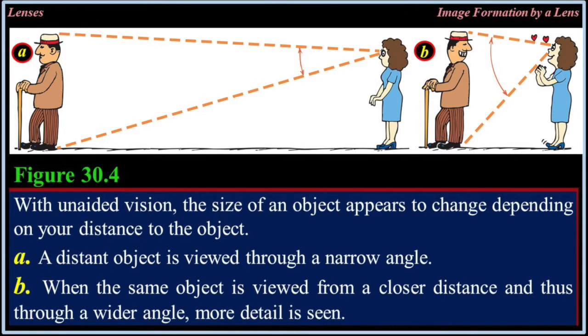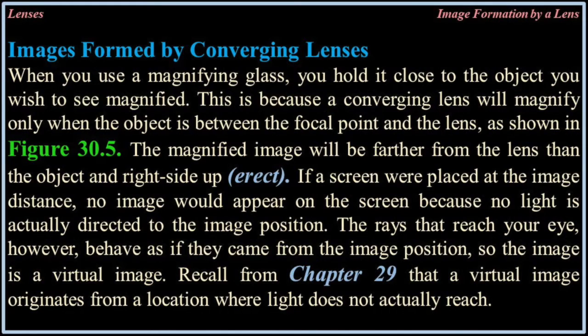Figure 30.4, with unaided vision, the size of an object appears to change depending on your distance to the object. A, a distant object is viewed through a narrow angle. B, the same object is viewed from a closer distance and thus through a wider angle. More detail is seen.